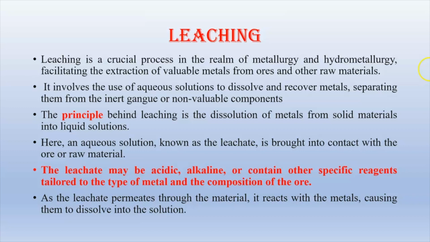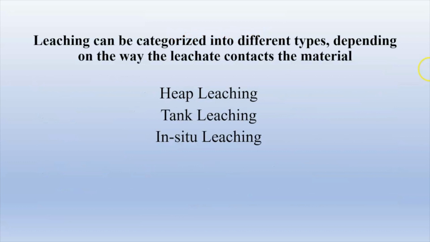The aqueous solution is known as leachate, and it is brought into contact with the ore or raw material. The leachate may be acidic, alkaline, or contain other specific reagents tailored to the type of metal and the composition of the ore. As the leachate permeates through the material, it reacts with the metal, causing it to dissolve into the solution. Leaching can be categorized into three types depending upon the way the leachate contacts the material. They are heap leaching, tank leaching, and in situ leaching.